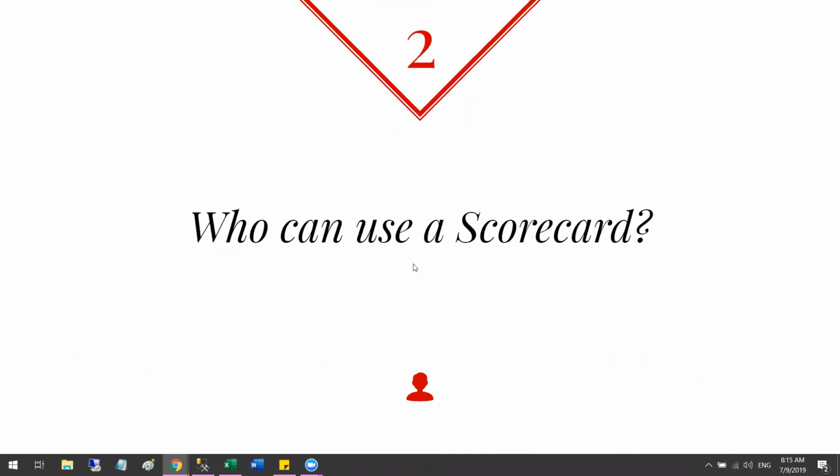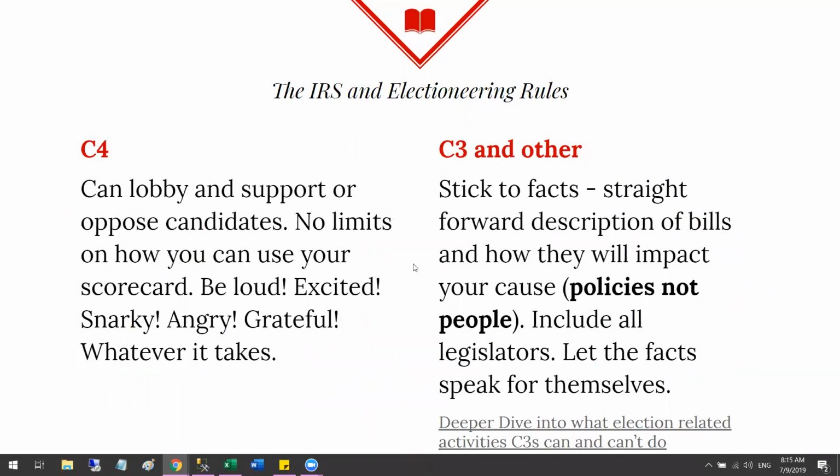All right, so moving on, who can use a scorecard? So obviously, as an organization, there's a couple questions. Whether you're a C4 or a C3, you're going to need to treat your scorecard slightly differently. And Michael, what is the difference between a C4 and a C3? So a C3 is a traditional nonprofit covering education, some kind of social good. A C4 is a political nonprofit.